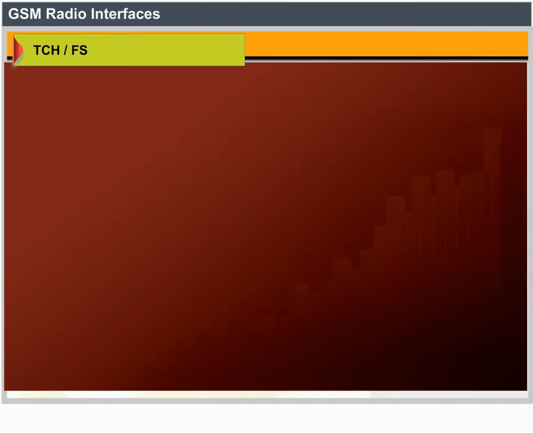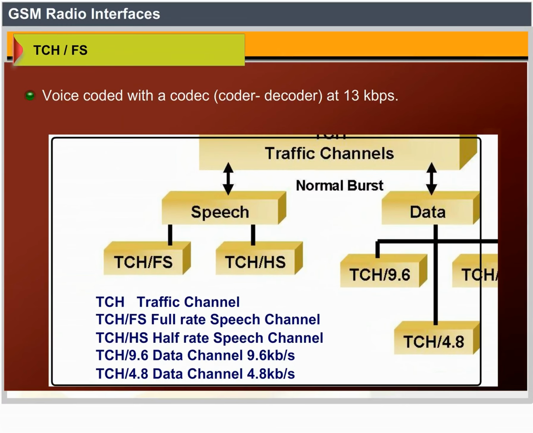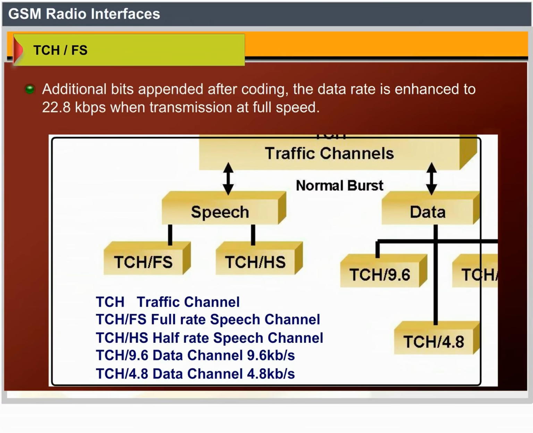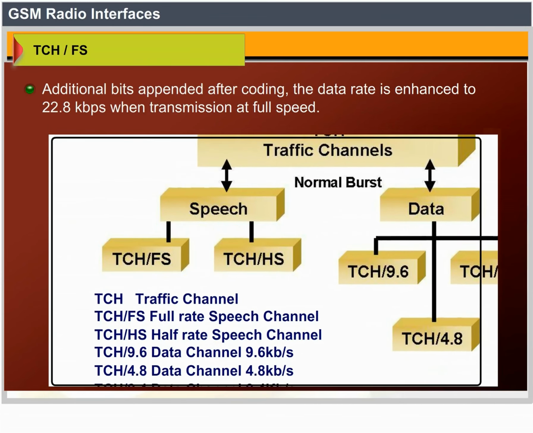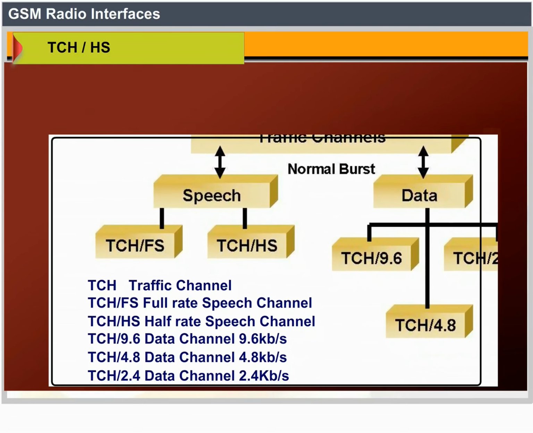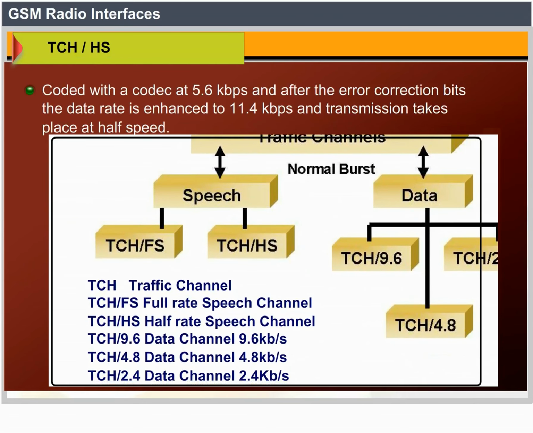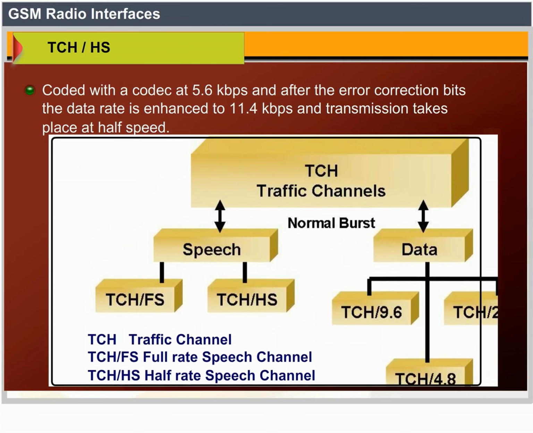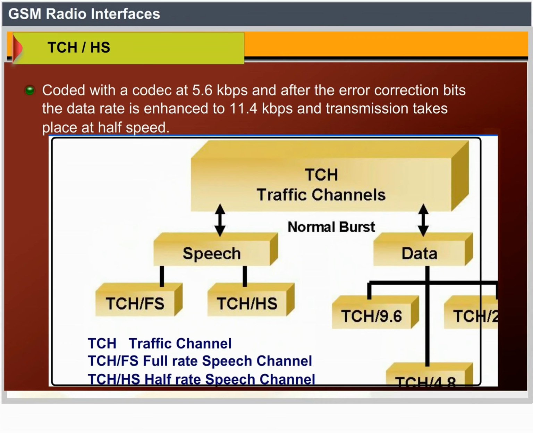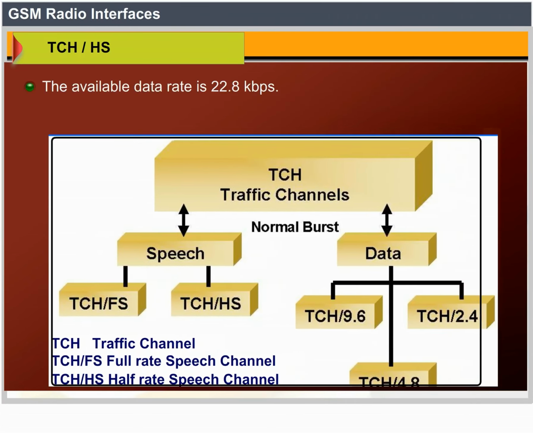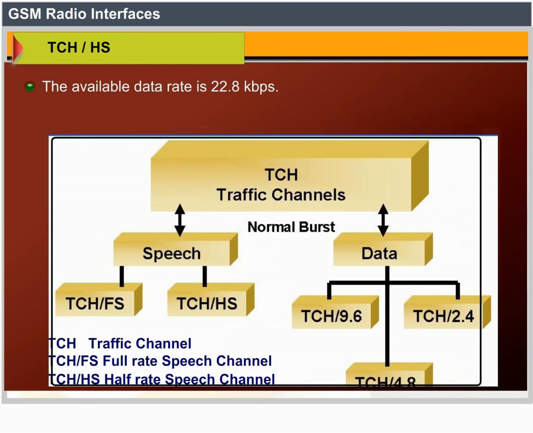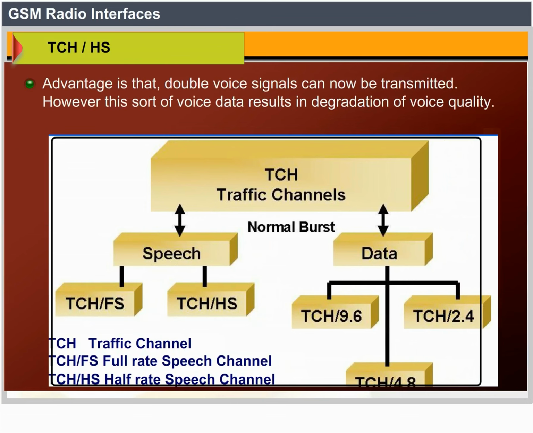TCH/FS, voice coded with a codec, coder-decoder, at 13 kbps. Additional bits are appended after coding, and the data rate is enhanced to 22.8 kbps when transmitting at full speed. TCH/HS is coded with a codec at 5.6 kbps and after the error correction bits, the data rate is enhanced to 11.4 kbps and transmission takes place at half speed. The available data rate is 22.8 kbps. The advantage is that double voice signals can now be transmitted. However, this sort of voice rate results in degradation of voice quality.